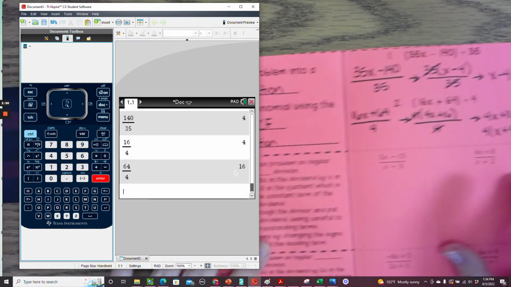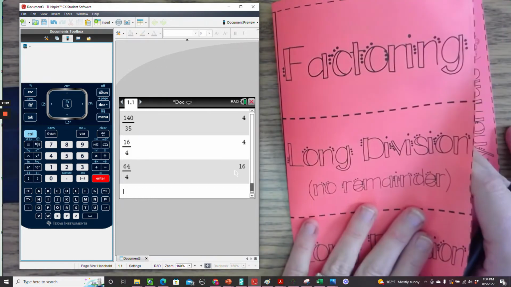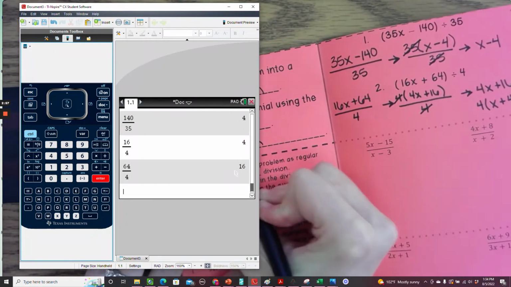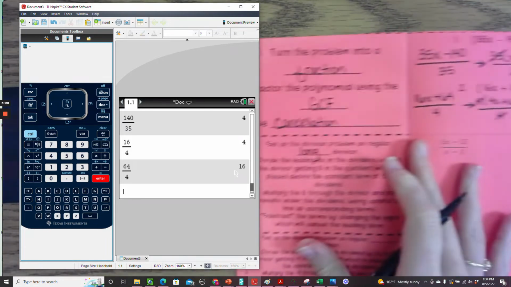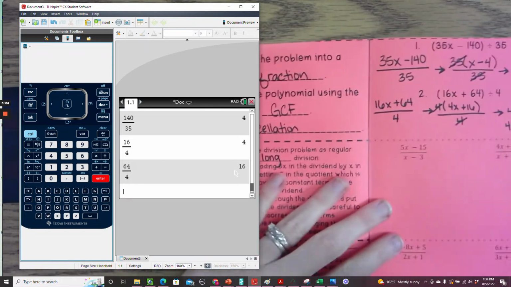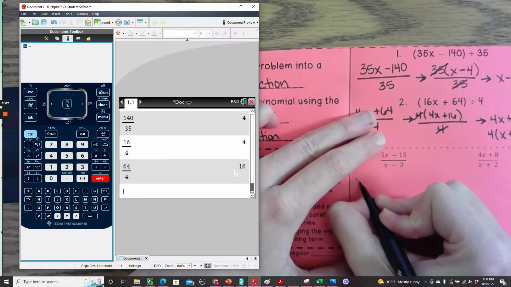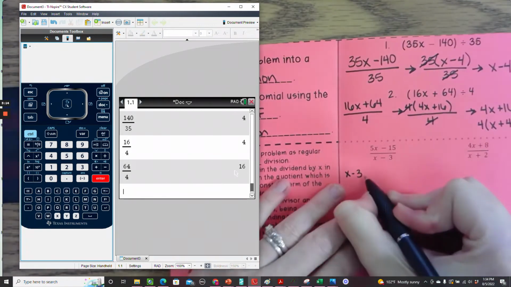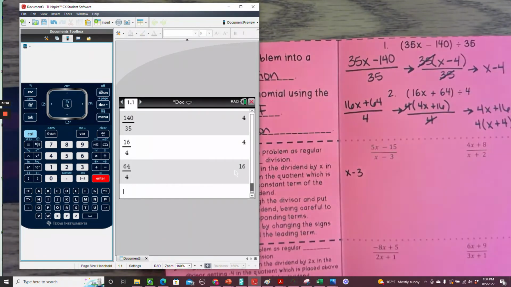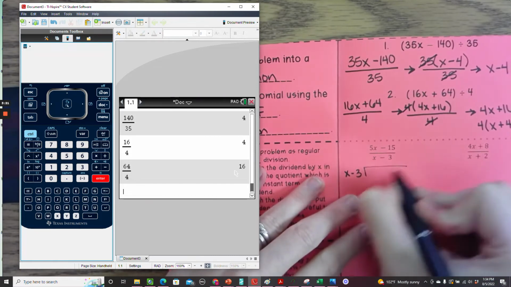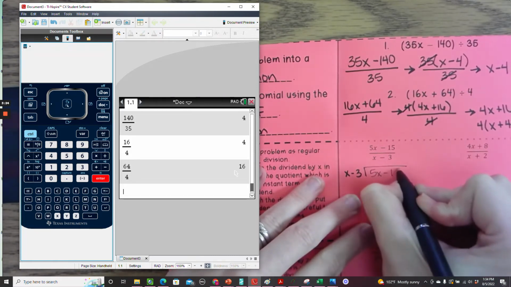All right, now we're going to use long division, no remainder. We're going to set up the division problem as regular long division. Top goes in the box, bottom goes outside. So x minus 3. I'm actually going to switch to a thinner pen just so I have room. Dividing 5x minus 15.